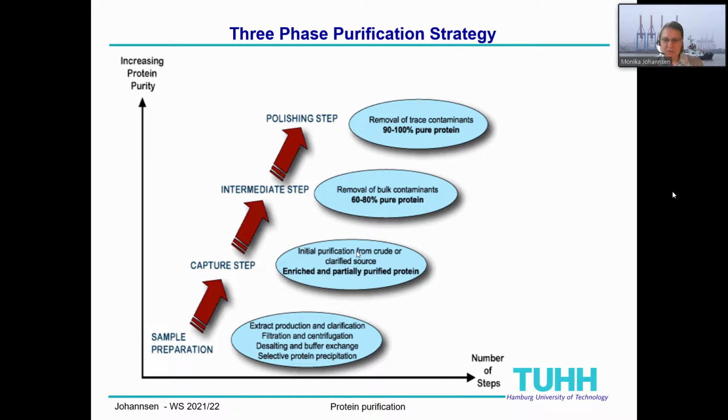From that, we have an initial purification of the protein, which will be partially purified now and already enriched a bit. We will have an intermediate purification step, which will remove the bulk contaminants, and usually we come out after this step with a protein purity of 60 to 80%, and to come to higher purities, to more than 90%, we use a so-called polishing step, which is used to remove the trace contaminants as well.